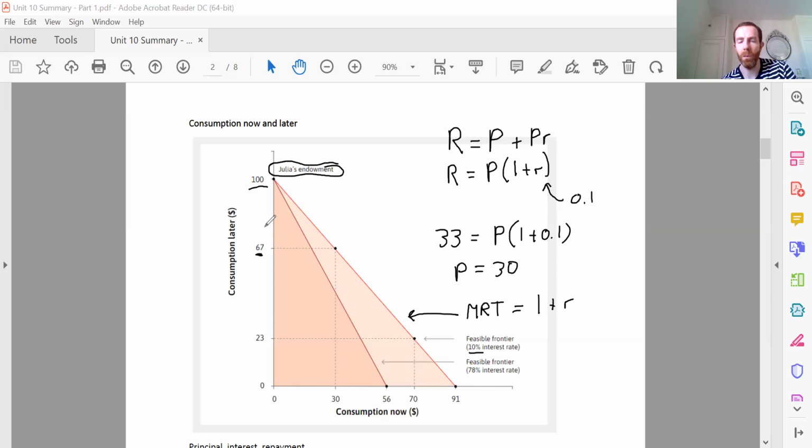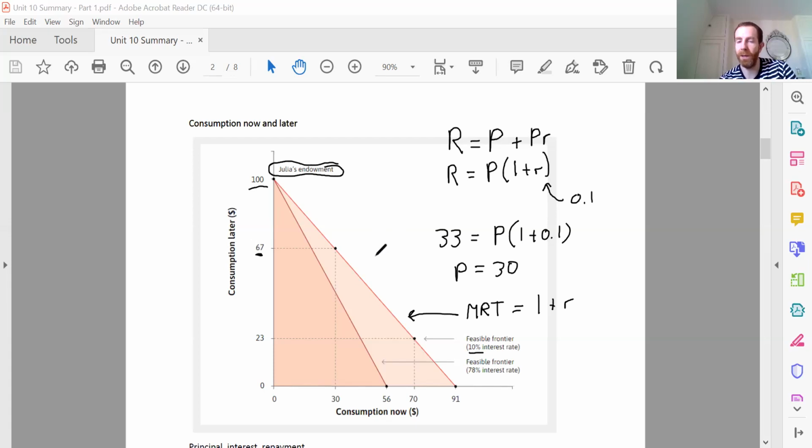So if Julia has 0 consumption right now, and she wants to get $1 of consumption right now, what's that going to mean? It's going to mean she is going to have to sacrifice $1.10 later on, right? Because if she borrows $1, then she's going to have to pay that back. And how much is she going to have to pay back? Based on an interest rate of 10%, if the principal is $1, multiply that by 1 plus, in this case, 0.1, and that tells us her repayment is going to have to be $1.10.